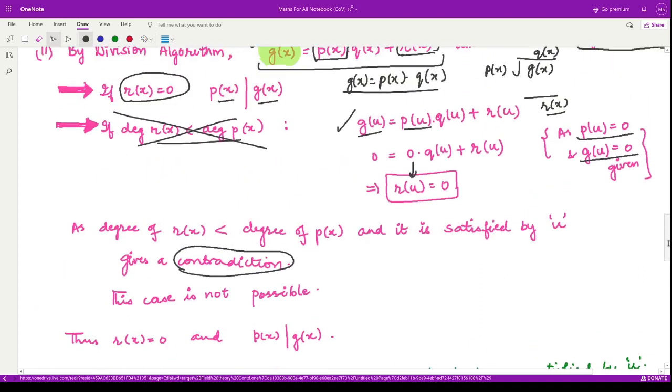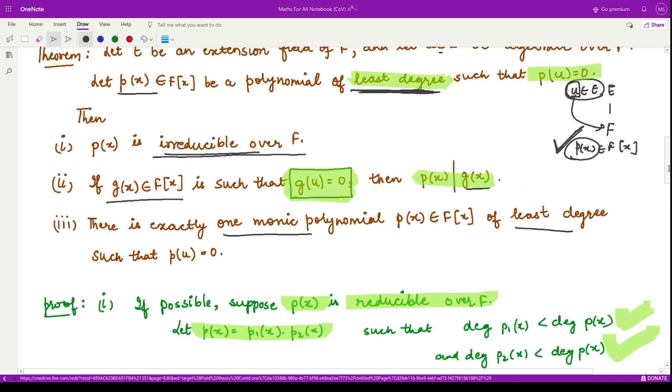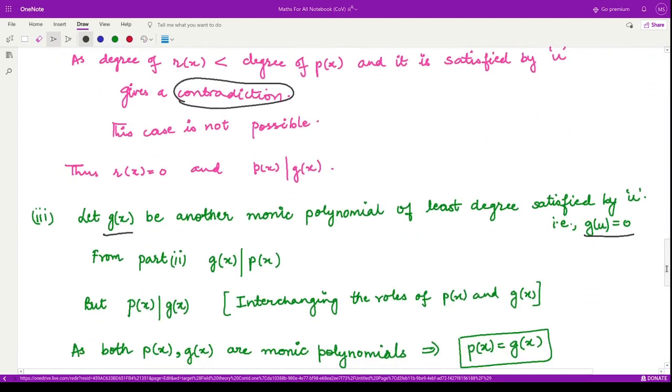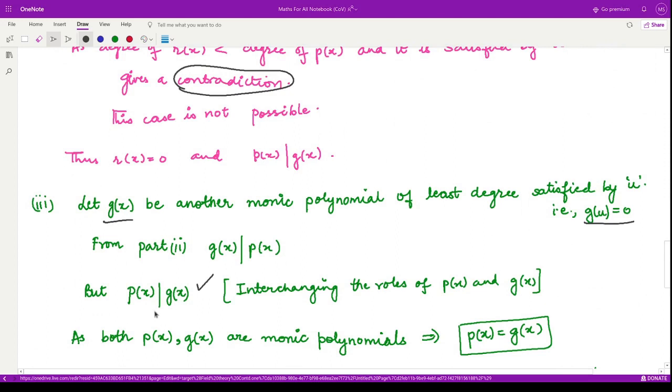So part 2 says that if you have some another polynomial such that g(u) is 0, then p(x) should divide g(x). So that means we have this result, p(x) divides g(x). Moreover, now we are doing what? Interchanging the roles of p(x) and g(x). So in this case we are saying g(x) is that minimal polynomial of least degree such that u satisfies it, and p(x) is some another polynomial. So in this case we get g(x) divides p(x).